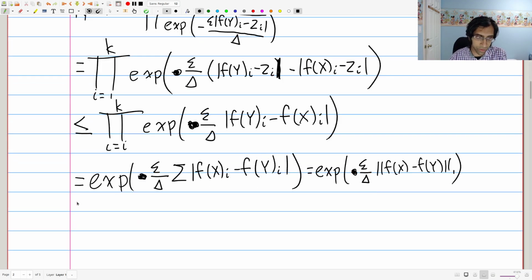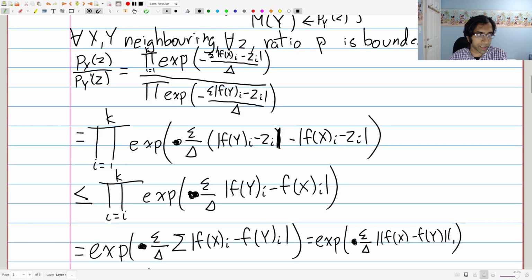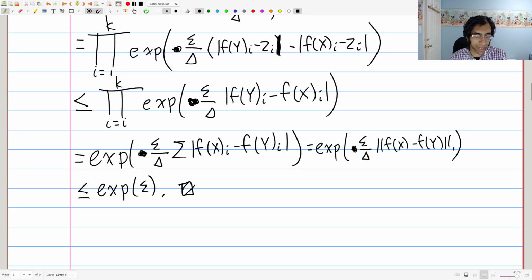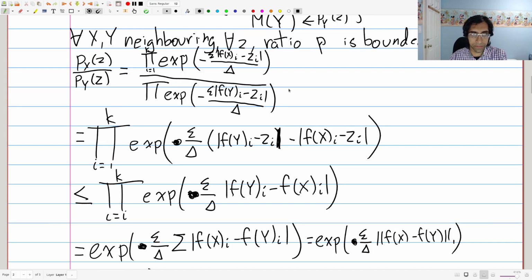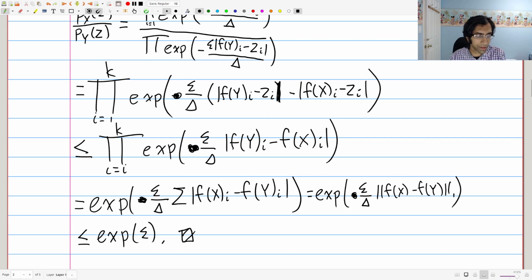Okay, but now all we have to do for this last step is basically use the fact that delta is greater than or equal to the L1 sensitivity, and this becomes exp of epsilon. And that's the end of the proof, because that's exactly what we were trying to show, that the ratio of the PDFs at this point z is upper bounded by e to the epsilon. This holds for any neighboring data sets as well as any point z, so it holds in general.